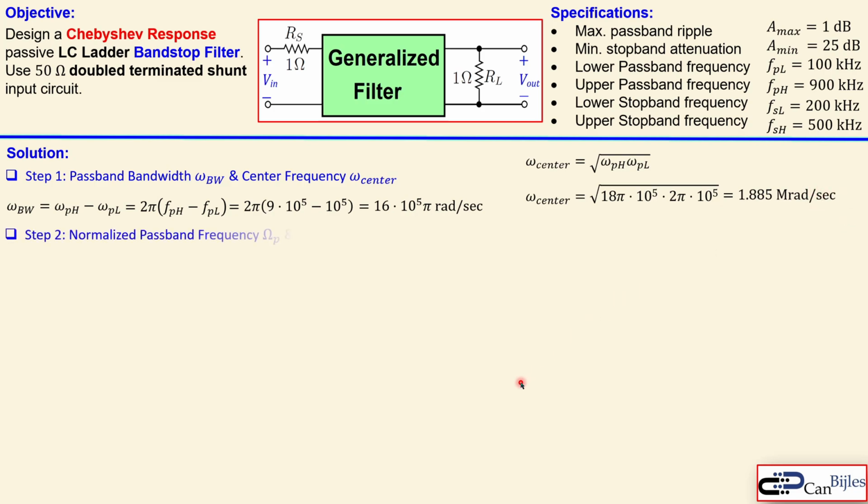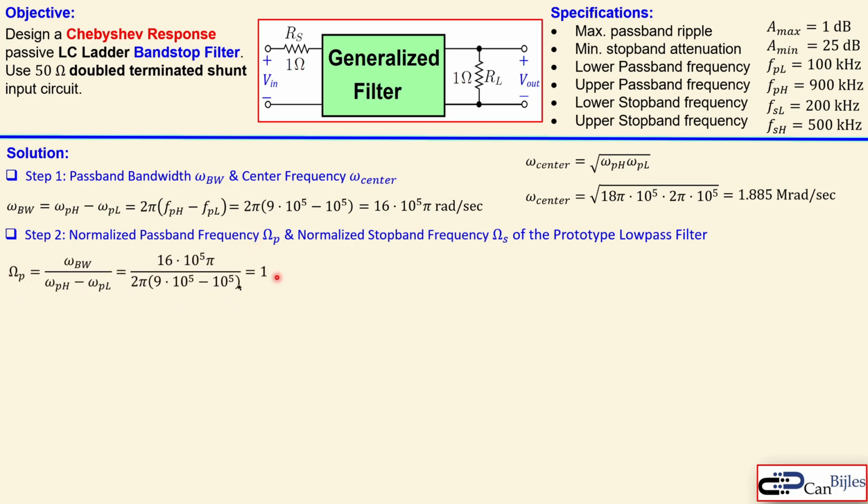That's step 1. Step 2 is the normalized passband frequency and the normalized stopband frequency of the prototype low pass filter. So we actually start with the prototype low pass filter. We determine the values there and we transform our circuit later into the bandstop filter. The normalized passband frequency is given by this expression for the bandstop filter design. So the omega bandwidth divided by the difference between the upper and the lower, but that's just 1, of course, because this is the same as the numerator. The normalized stopband frequency is similar to that, but in the denominator you now get the upper stopband frequency and the lower stopband frequency. Now when you do that, you get 2.76.